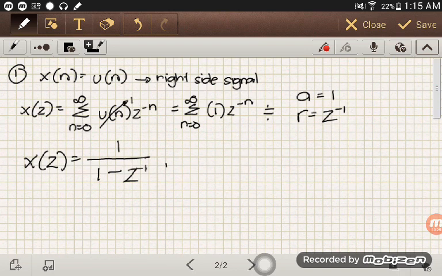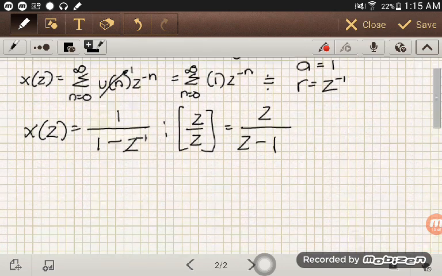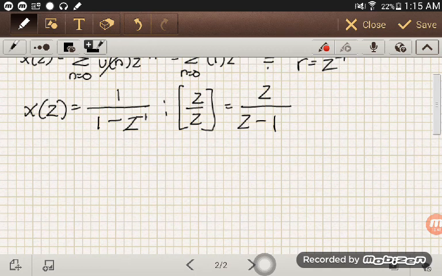But for this lecture, I want you to express it with a positive power or positive coefficient. So if that's the case, multiply the entire equation by Z over Z to make it positive. So this goes Z over Z minus 1. Okay, so this is your x of Z. So x of Z is equal to Z over Z plus 1. Oh, minus 1.